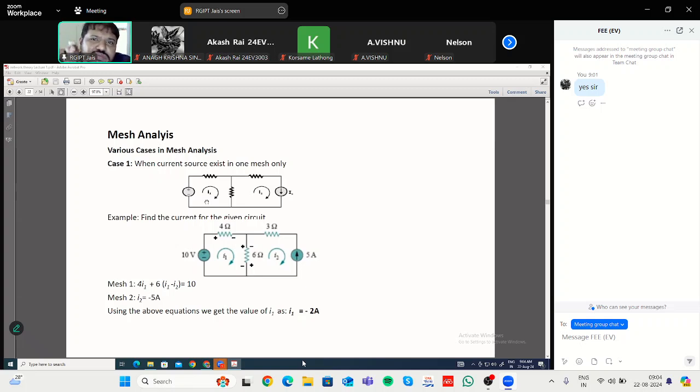The first scenario we are seeing is when there is a current source in only one mesh. It can be in both meshes, we'll go to that. But if the current source is in one mesh, then what will happen? Just by seeing the circuit, you can see that there are two meshes. Mesh 1, you have assigned current I1 in the clockwise direction. This is mesh 2, you have assigned current I2 in the clockwise direction.